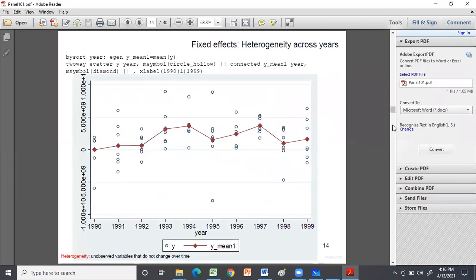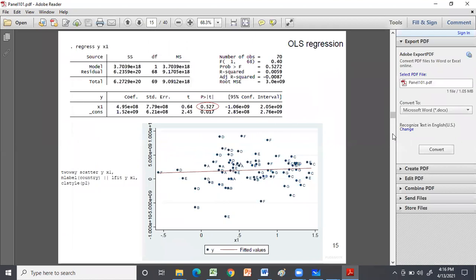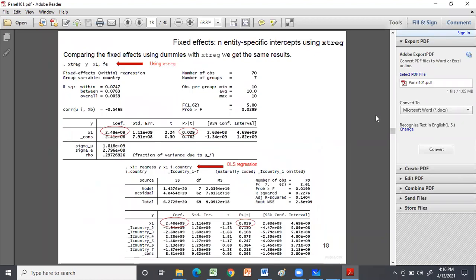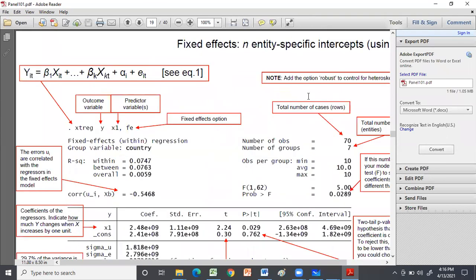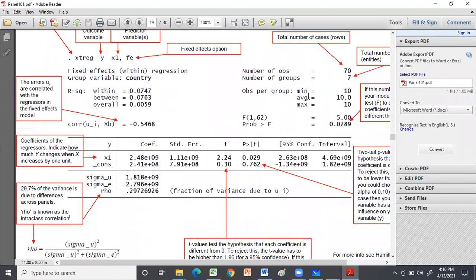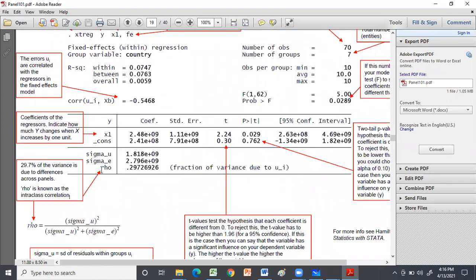Okay, let me go to the explanation of rho. Can everyone see? Yes, sir. Okay, this is the explanation of the rho.